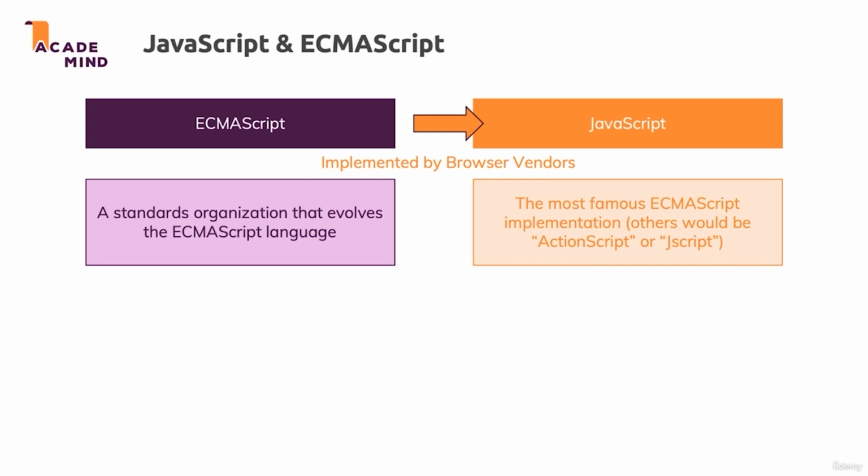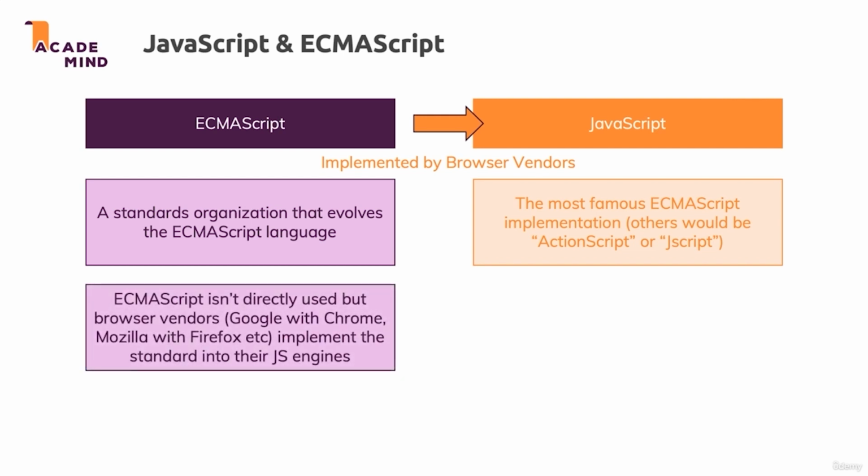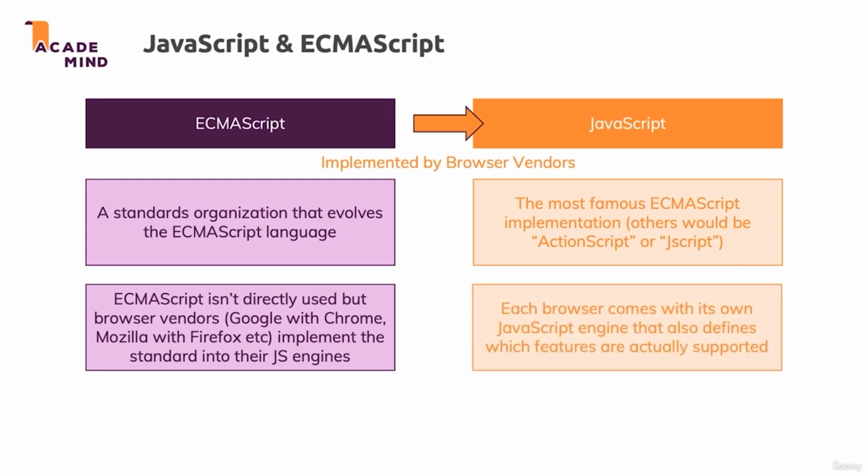So JavaScript in the end is ECMAScript, we could say, and we have that organization that evolves ECMAScript, and with every new standard version, which is in the end then created and finalized, browser vendors take that and implement it into browsers. So ECMAScript itself isn't directly used, but browser vendors implement it into their JavaScript engines. Each browser comes with its own JavaScript engine though, and therefore it's each browser and the engine used by the browser which defines which exact features are supported.